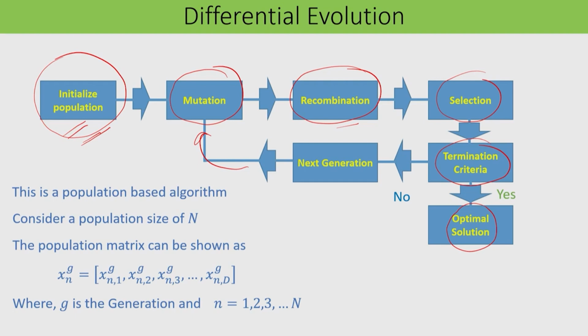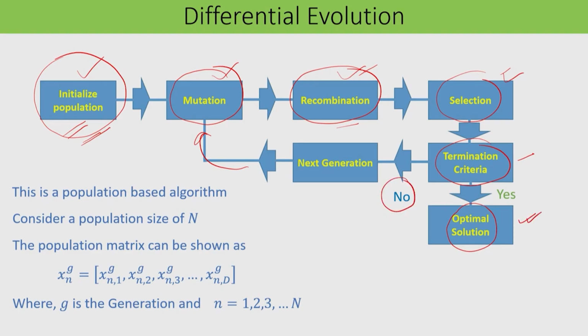You can see what the steps are. The steps are: initialize population, then go for mutation, go for recombination, then go for selection, then check the termination criteria. If it is satisfied, then you declare the optimal solution, and if not, this process will continue.